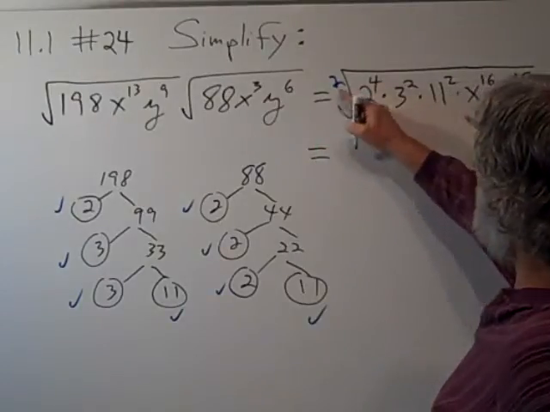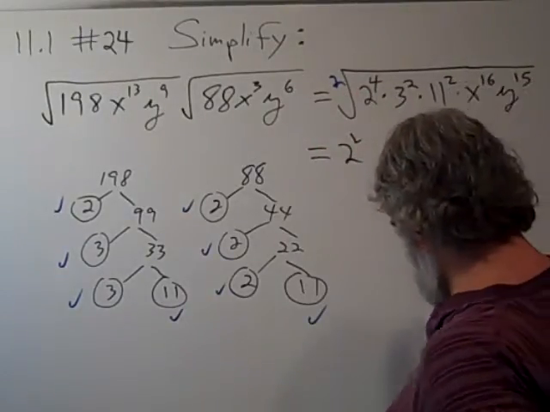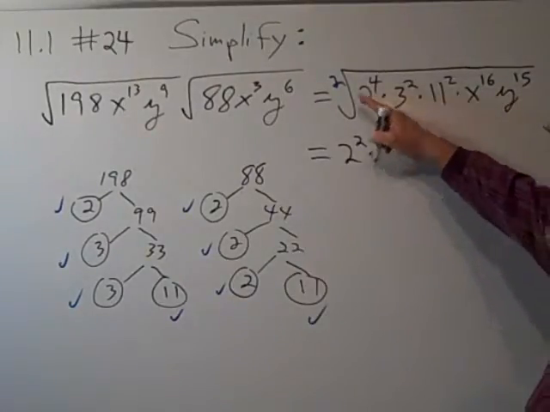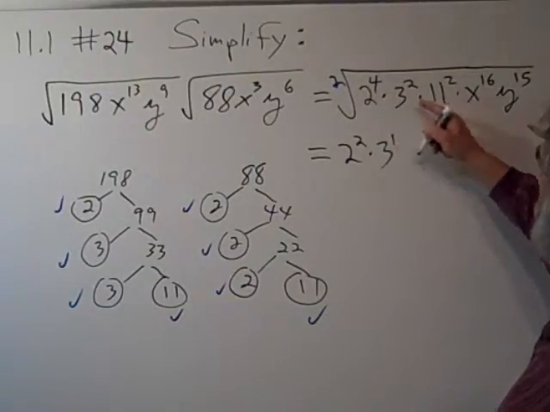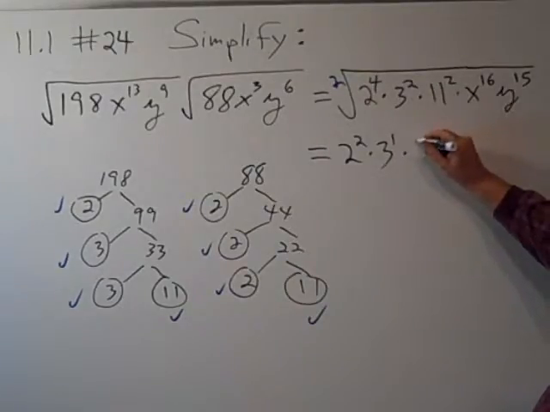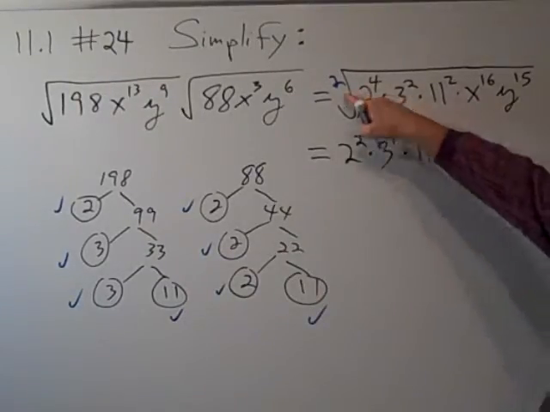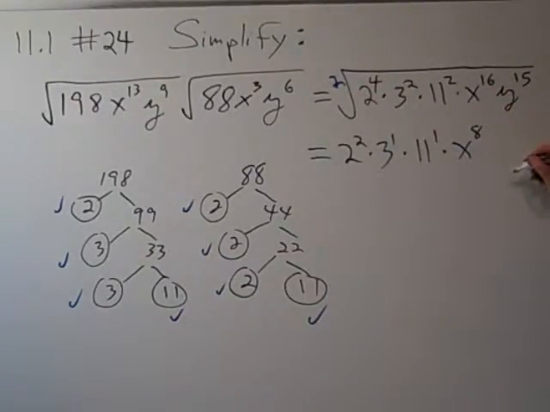So here we go. 2 divides into 4 twice with no remainder, so no 2's will remain under the radical. 2 divides into 2 once with no remainder, so no 3's remain under the radical. 2 divides into 2 once with no remainder, so no 11's remain under the radical. 2 divides into 16 8 times with no remainder, so no x's remain under the radical. But 2 divides into 15 7 times with a remainder of 1, so 1 y remains under the radical.